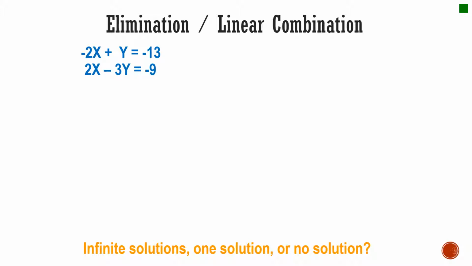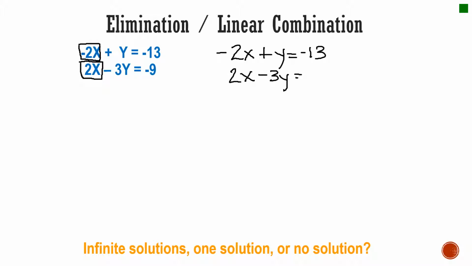Now in this particular problem, I can see as I analyze, I've got a negative 2x right here, and I've got a positive 2x. So again, it is easy to eliminate. I do not have to multiply by a factor because they're already ready to eliminate. So I'm going to rewrite this problem here to show you how we're going to eliminate. I've got negative 2x plus y equals negative 13, and then I have 2x minus 3y equals negative 9.